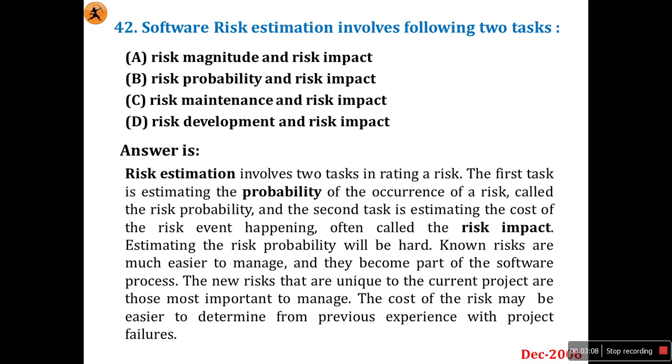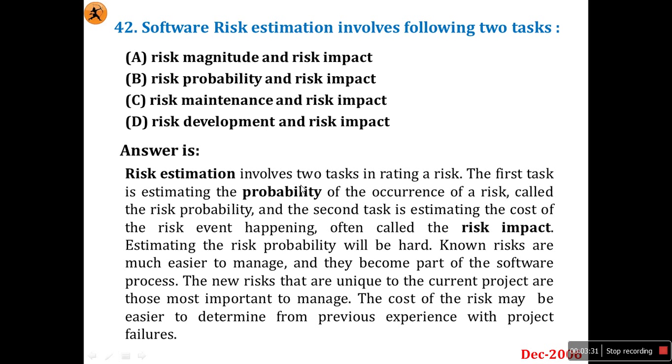The second task is estimating the cost of the risk event happening, often called the risk impact. Risk impact is fixed using the probability of the occurrence of the risk. These are the 2 tasks used to find the software risk estimation.